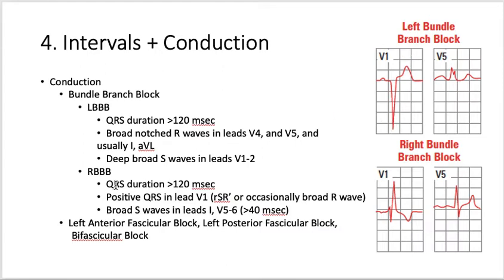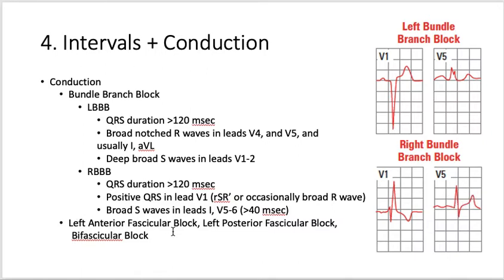For right bundle branch block, the criteria that you'll see are a QRS duration of greater than 120. You can have a positive QRS in lead V1 with that RSR prime. So that's that little notch up there, and then the S wave down, and then that bigger notched R wave in V1 there. That's pointing towards right bundle branch block. And then also that broader S wave in leads V5 or V6, which is greater than 140.